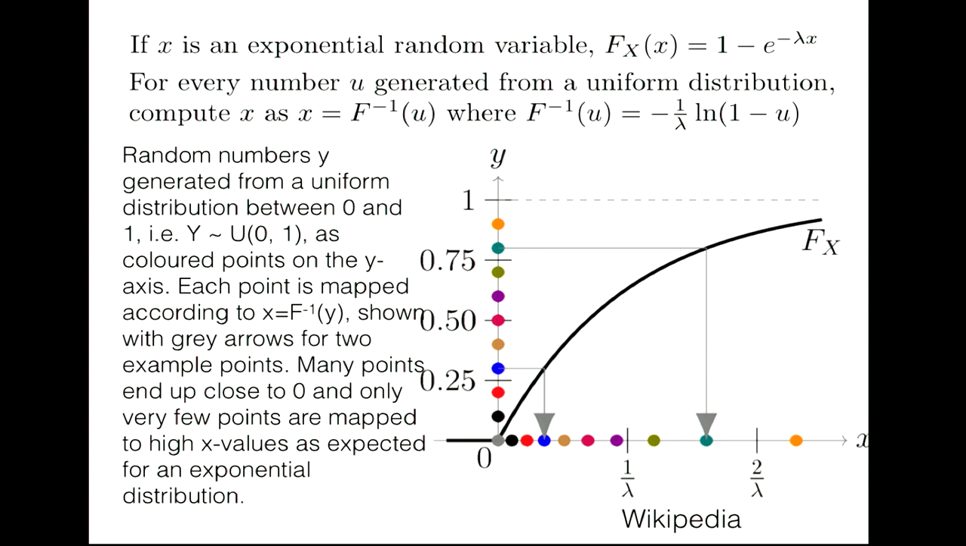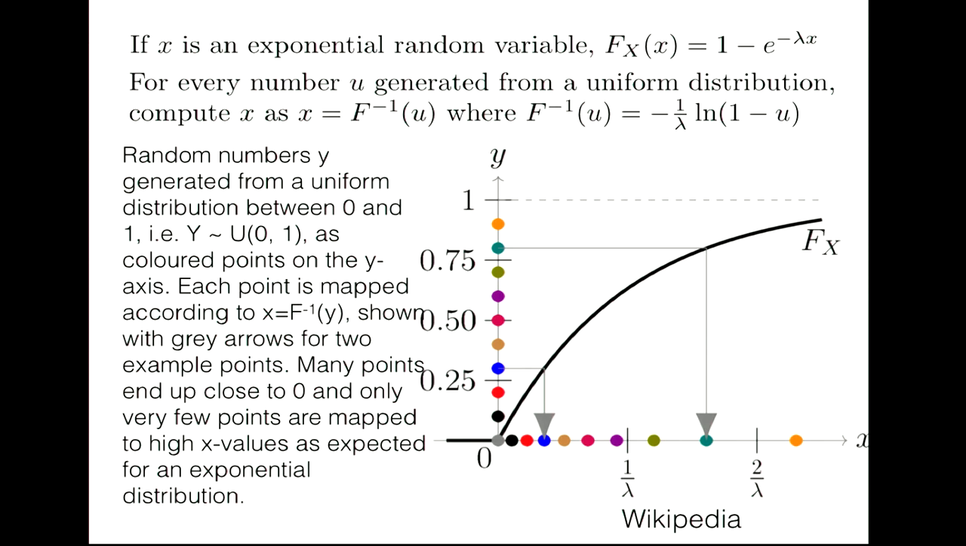if x is an exponentially distributed random variable, the cumulative distribution function f_X of x is 1 minus exponential of minus lambda x. At x equal to 0, this is 0. At x equal to infinity, that term vanishes and f of x is 1, so it is a legitimate probability distribution function. And the inverse of that function is minus 1 by lambda log of 1 minus u.